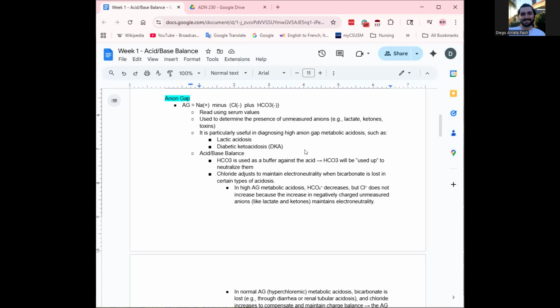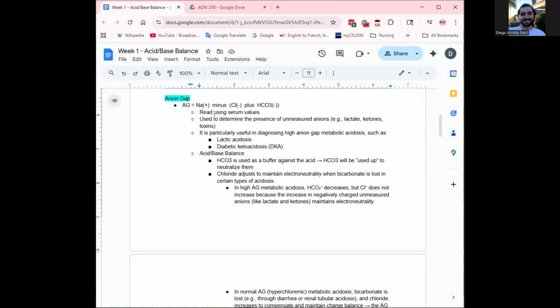So the basic idea of an anion gap is you're taking some of your electrolytes. So you have your sodium, which is your main positively charged electrolyte, and then doing a subtraction from that, of the addition of your chloride, which is one of your main acid base compensators, and your bicarbonate, being one of your buffers that helps to decrease acidity.